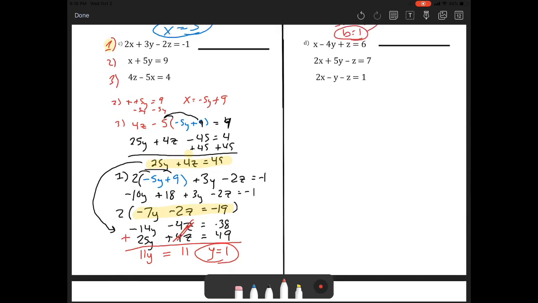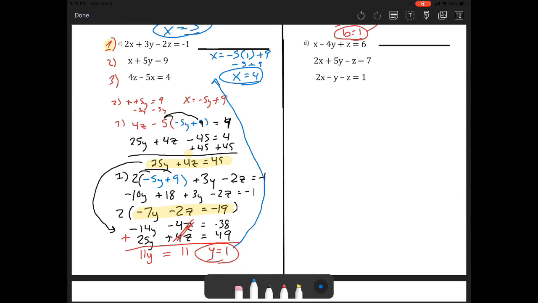So if I plug in y for my x equation up here, I'm going to bring it back up to the top, guys, so y'all can see it. So I have x equals negative 5y plus 9. So I'm going to do negative 5 times 1 plus 9. So I end up with negative 5 plus 9. So my x is going to be 4. And now that I have both of those, I can plug it into the next equation.